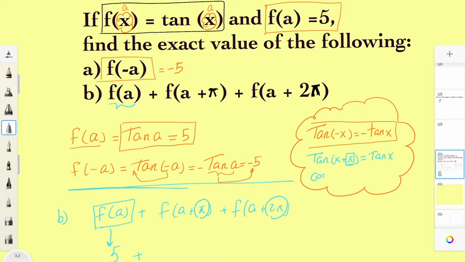For cosine, we know it is 2 pi, equal to cosine of x. For cosine and sine, the period is 2 pi. For tangent and cotangent it is pi. So this pi makes it exactly the same, so f of a plus pi will be 5. Also 2 pi will be pi plus pi. So again, we are back to the same place. It will be another 5. So the answer will be 15. So 15 will be here.